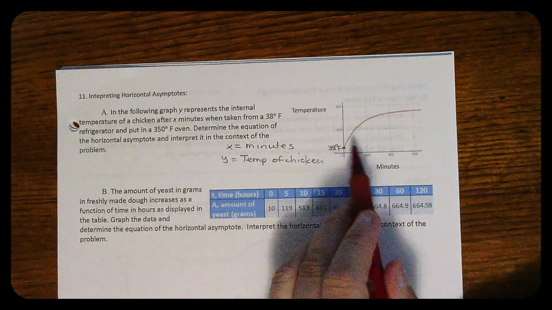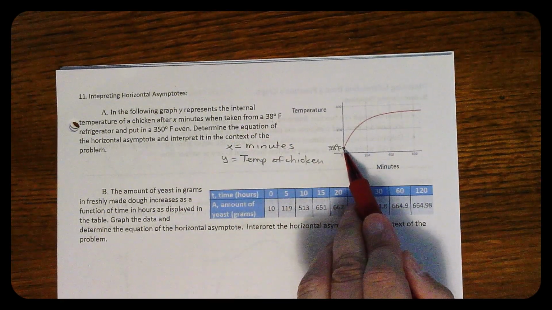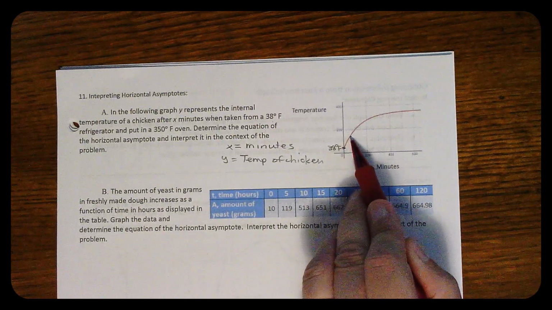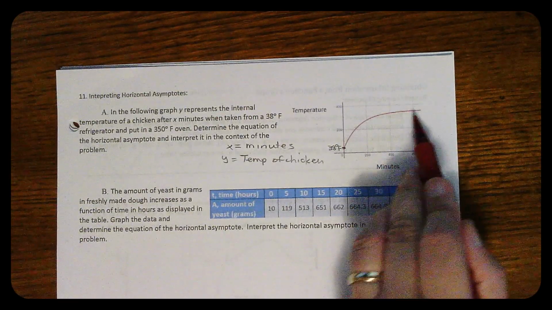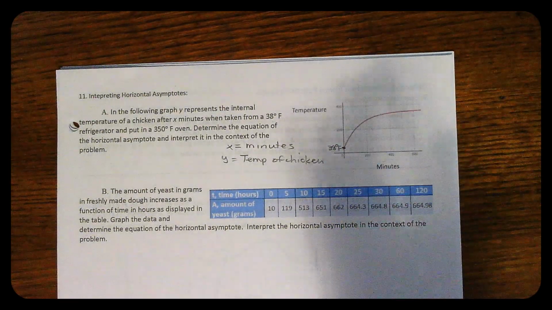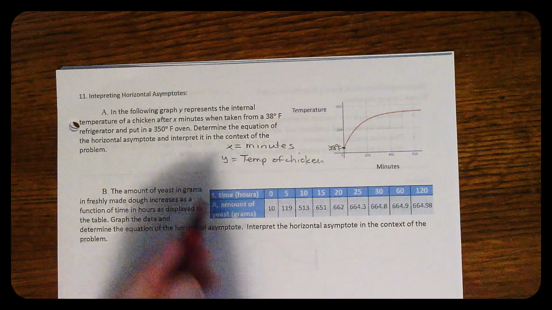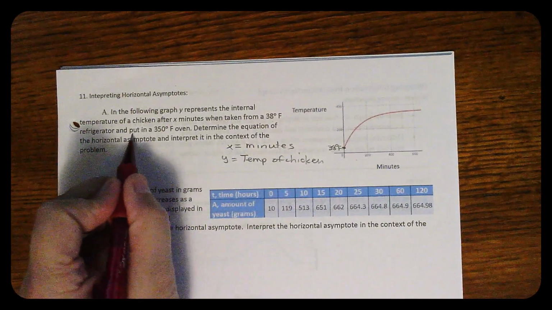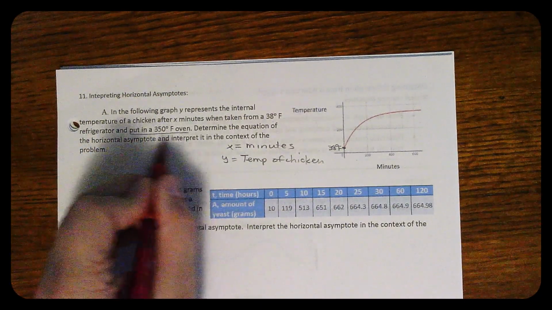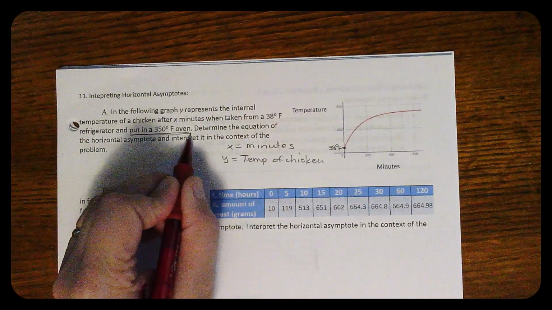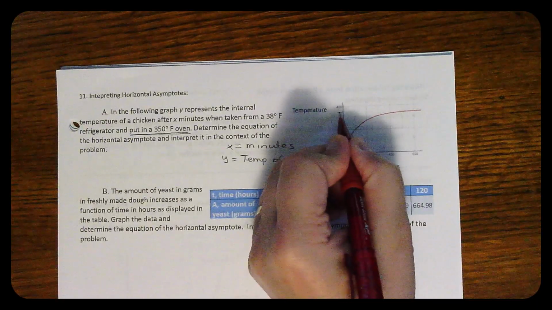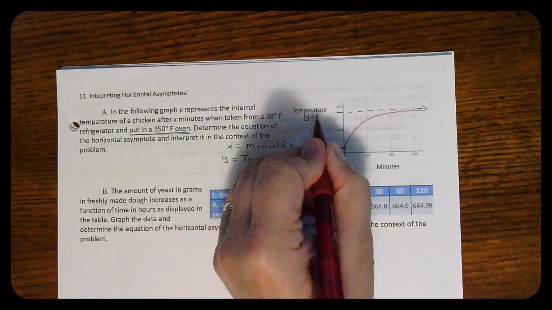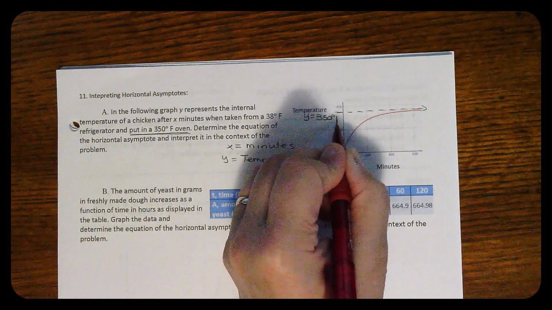As you put it in the oven, it starts at 38 degrees Fahrenheit, like the refrigerator, and it's going to get warmer and warmer and warmer. Do you see how it's leveling off here? How do I know it's leveling off? Well, because of the context clues, I'm putting it in a 350 degree oven. It can't get warmer than the oven, right? So that means there is a horizontal asymptote of y equals 350 degrees Fahrenheit.